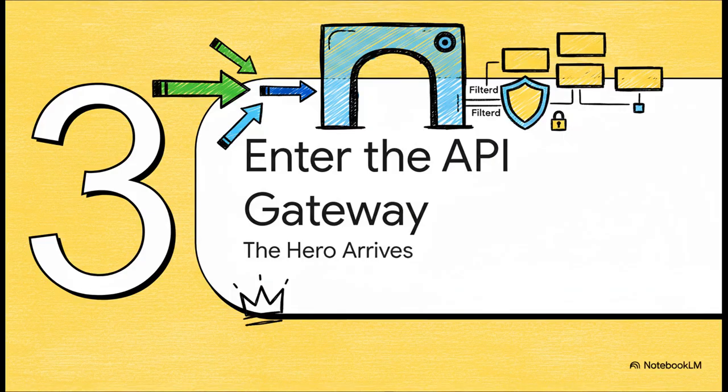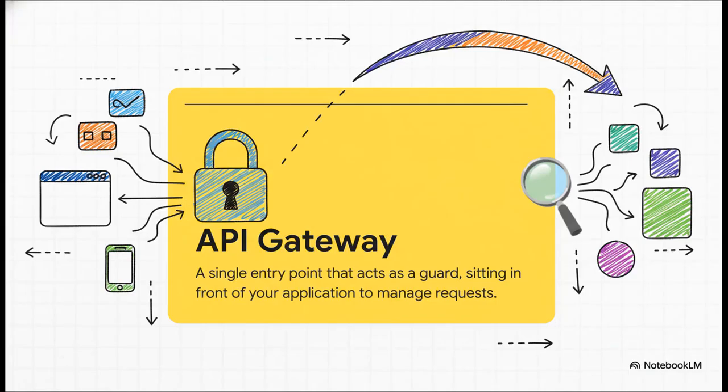So here's the crucial point. We really don't want these shared jobs, like security and user validation, polluting our main application code. There has to be a much cleaner way to handle all of this, and thankfully, there is. And this is where we meet the API gateway.